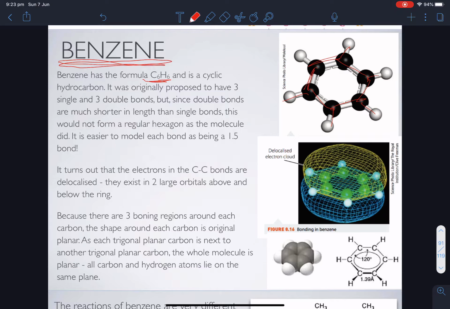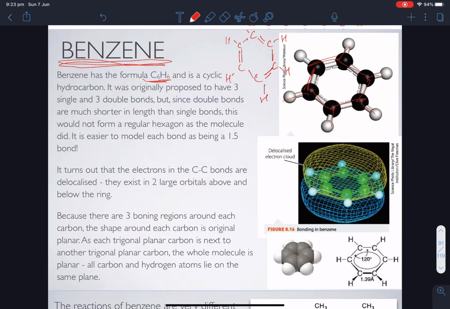Now it was originally proposed to have 3 single and 3 double bonds, and this will give you a nice structure, and that's roughly hexagonal. So every second one is a double bond. Now there's a couple of problems with this. There's a major problem with this.